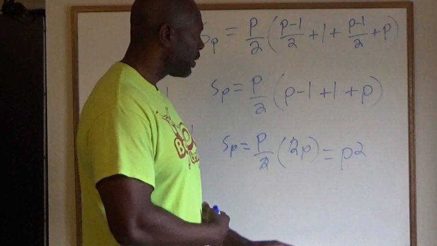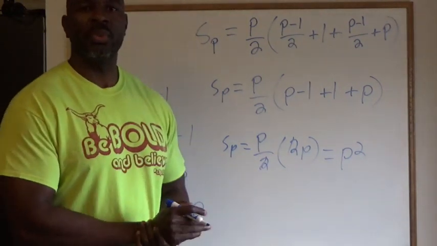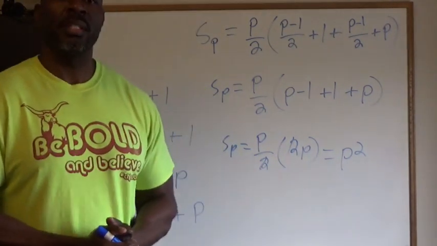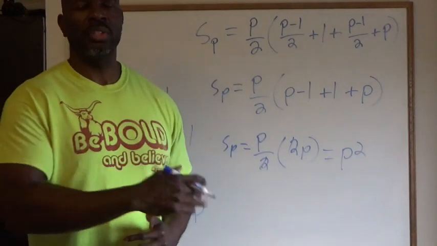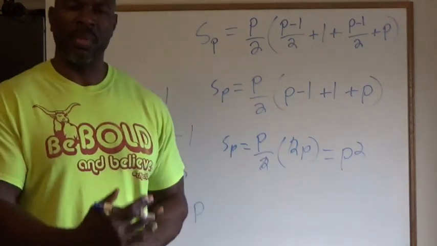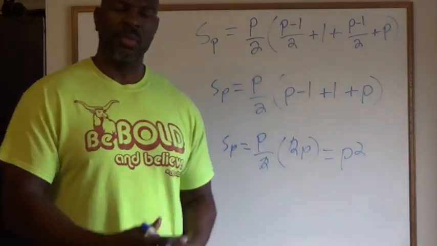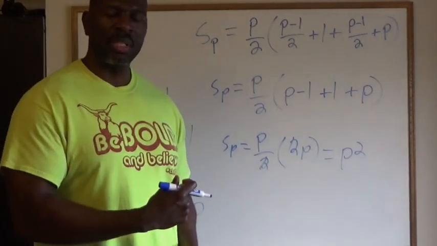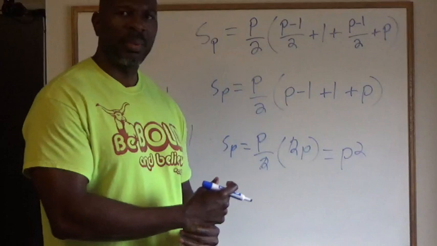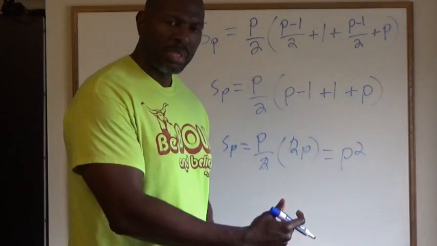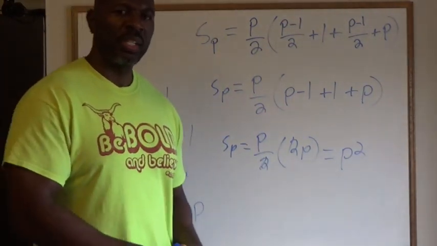Now you remember the sum of the first partition was p squared. The sum of the second partition was 2 times p squared. Like it went from 9 to 18, or from 25 to 50, or from 49 to 98. So that's going from p squared to 2p squared, then to 3p squared, and off into infinity.